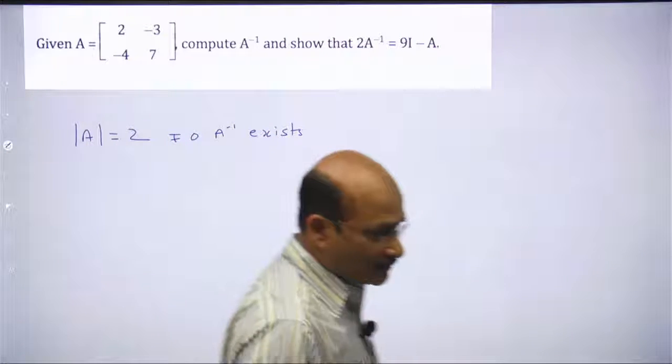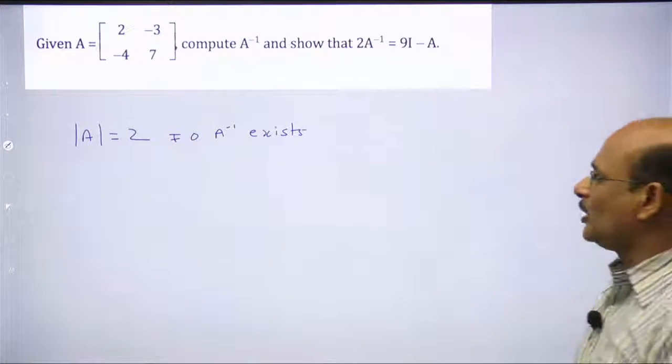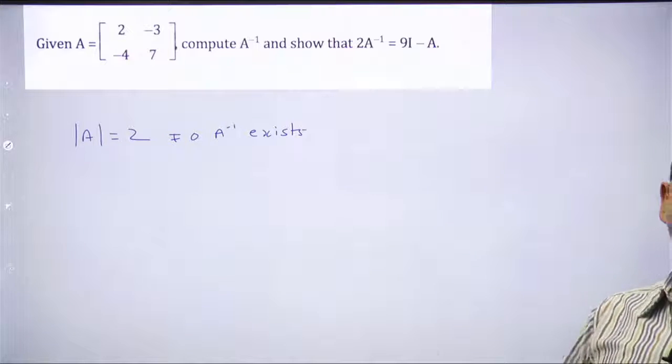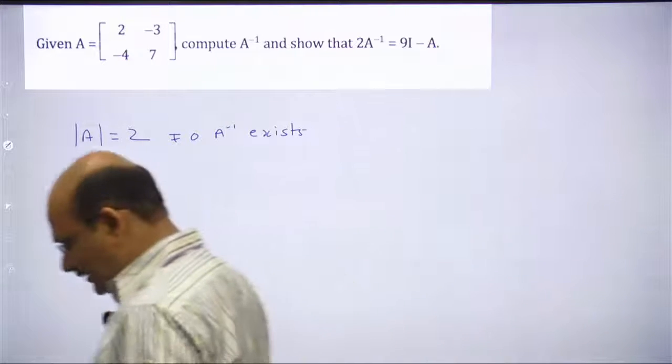7 into 2 is 14 minus 12, okay, sorry. Now I hope you got this point clear. So A inverse exists because the determinant is not equal to 0. That's the reason we go ahead.